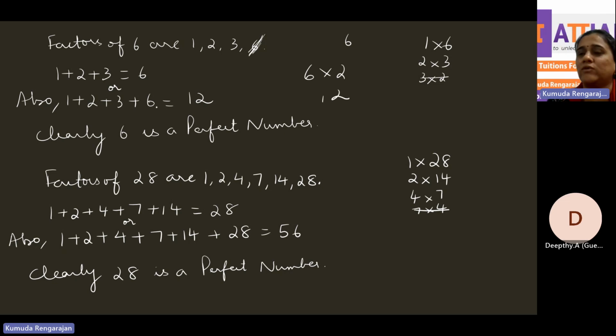So you can check either of the two. If you add all the factors, you must get twice the given number. If you add the factors not including the number itself, you get the number itself. See here.